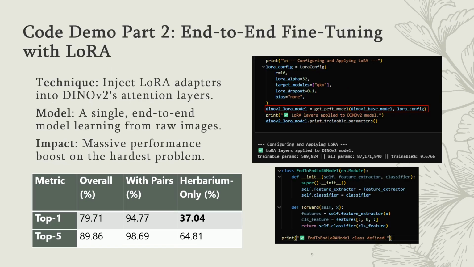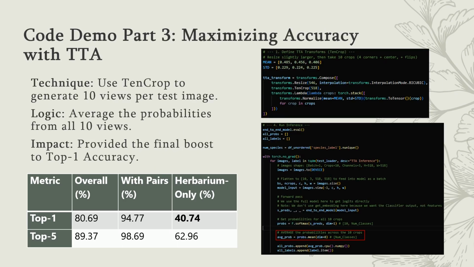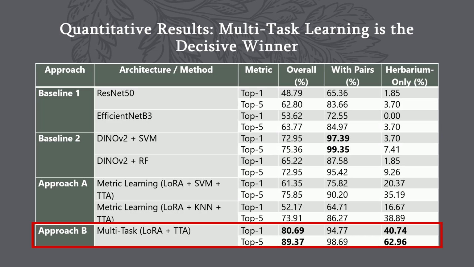Next, we upgraded to end-to-end training. This code uses the get_peft_model function to inject trainable LoRA adapters into the backbone's attention layers. Despite making less than 1% of the parameters trainable, this was the game changer, doubling our accuracy on the unseen herbarium-only subset to 37%. Finally, we implemented test time adaptation. The code uses TenCrop to create 10 views and then averages their probabilities, which provided the final performance boost to 30.74%. Our final results confirm Approach B is the top performing model at 80.7% overall.